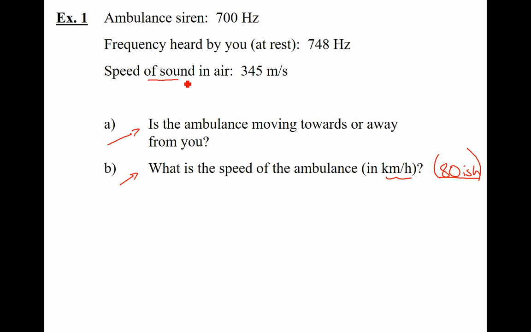Okay, so the speed of sound, that's the velocity of the wave. We're looking for the speed of the ambulance. That's going to be the speed of the source, our question mark. The ambulance siren is the thing that's creating the sound, so this is FS, the frequency of the source. And what you hear is your apparent frequency, so that one is FA. Just getting those down can be a little bit tricky for some people.